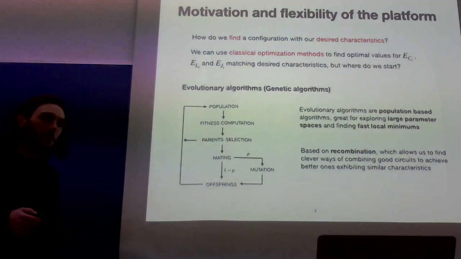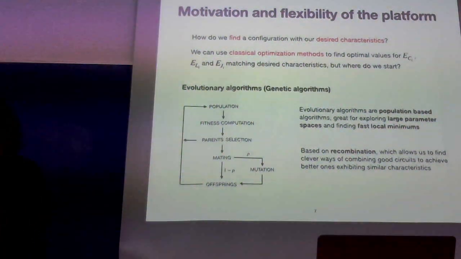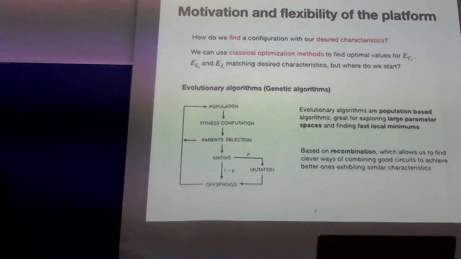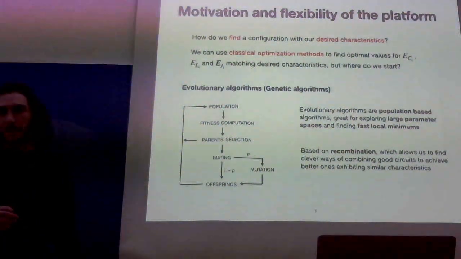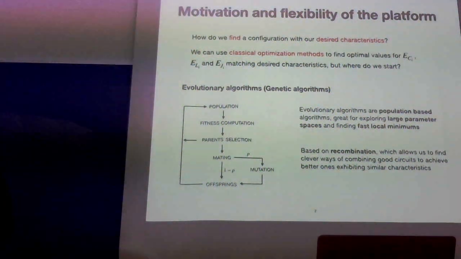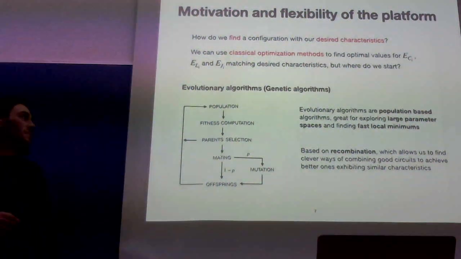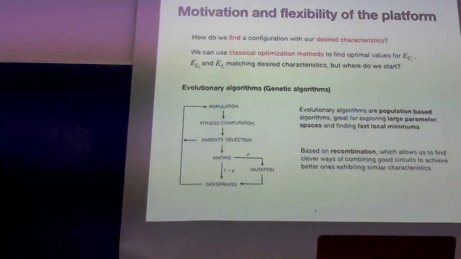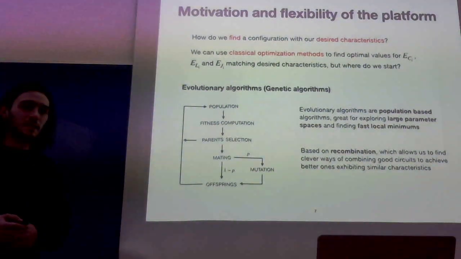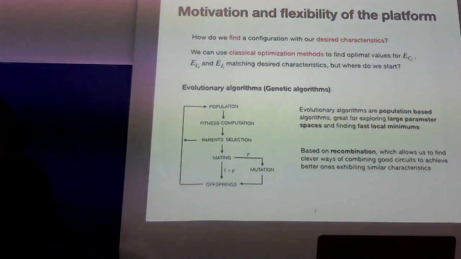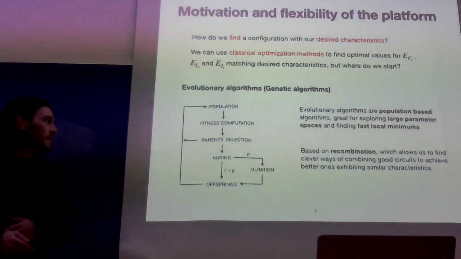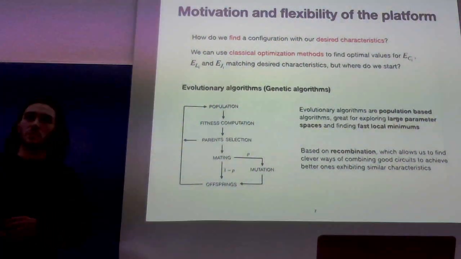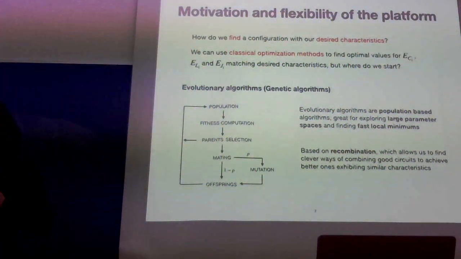These kinds of algorithms are population-based. They evaluate many circuits at the same time, so they are great for exploring large parameter spaces. And they are able to find fast local minima that approximately match your characteristics. Also, these algorithms are based on recombination. So you take two good circuits and you combine them to create a better one, which is kind of interesting. With this property, you can play a lot with it because you can find clever ways to recombine the circuits in order to have better ones. So these are the algorithms. I'm not going to go into more detail about this. I've already talked about this in a previous talk.